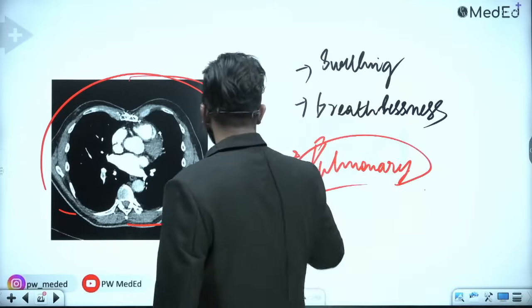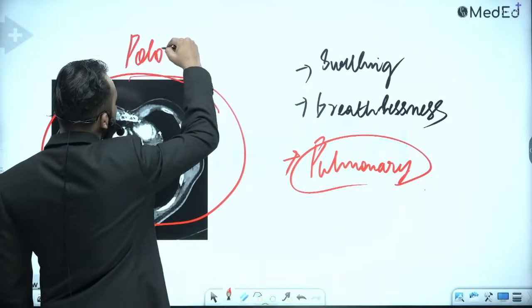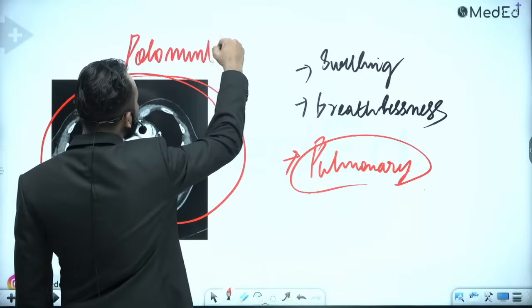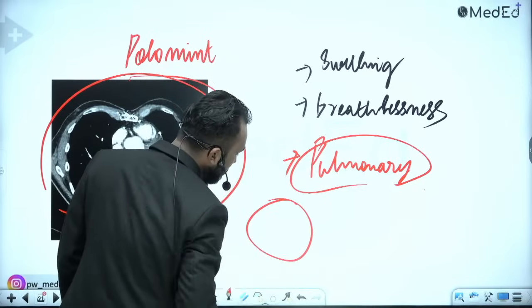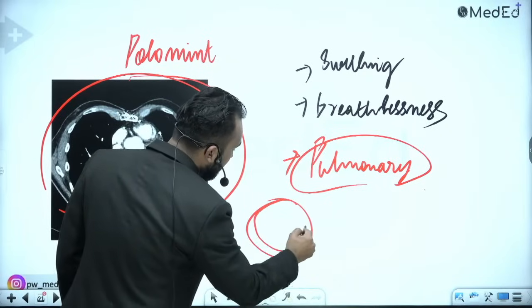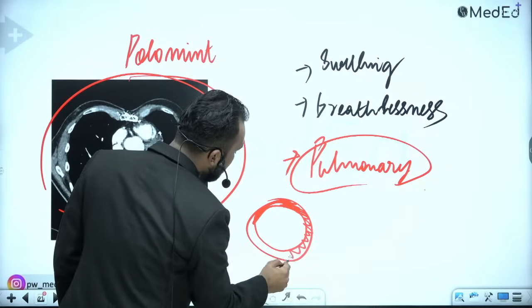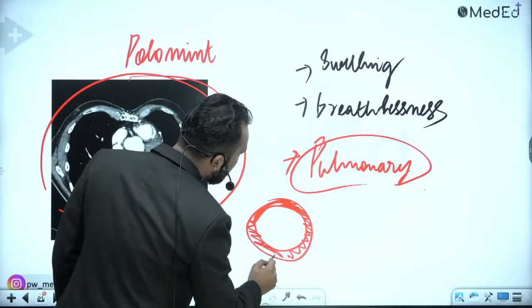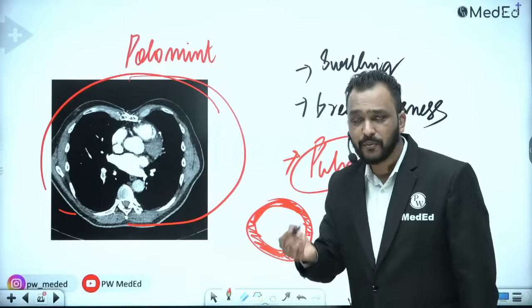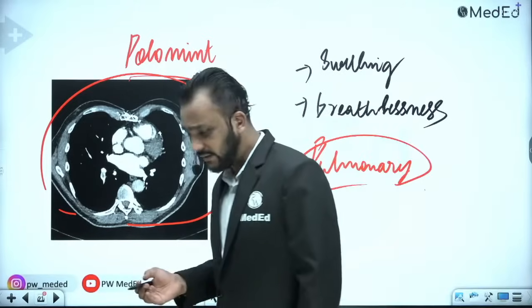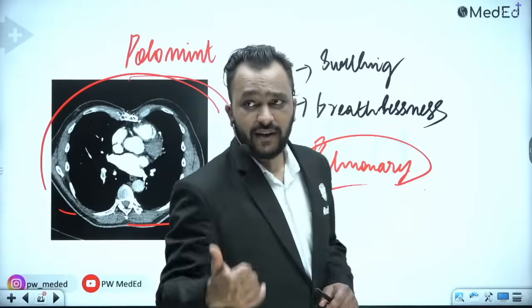So what sign are you going to see in pulmonary embolism on CT angiography image? You will see a polo mint sign. Basically you will see a cross section of the artery. The periphery of the artery will be enhancing, and within that artery there will be a thrombus. This will give an appearance that is known as polo mint sign.